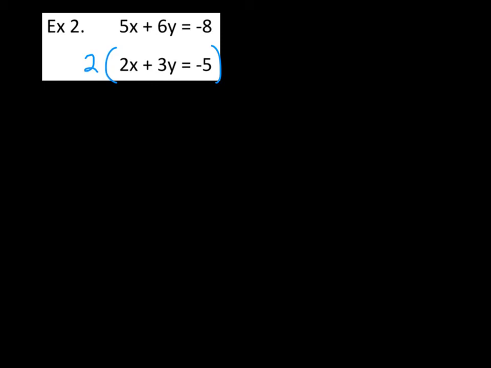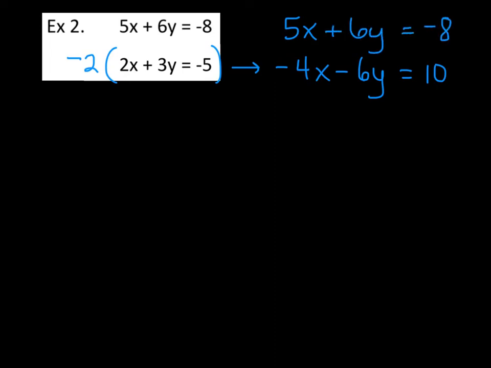But let me ask you, if you multiply it by 2, that's going to make this term here a 6y. Remember, we want them to be the same number but opposites. So instead of multiplying by a 2, we're actually going to multiply by a negative 2. And remember, like I said, we multiply the entire equation by negative 2. So we'll get negative 4x minus 6y is equal to negative 2 times negative 5 is positive 10. In the top, we just copy down 5x plus 6y is equal to negative 8. We didn't have to do anything to the top equation. We can just copy it over.